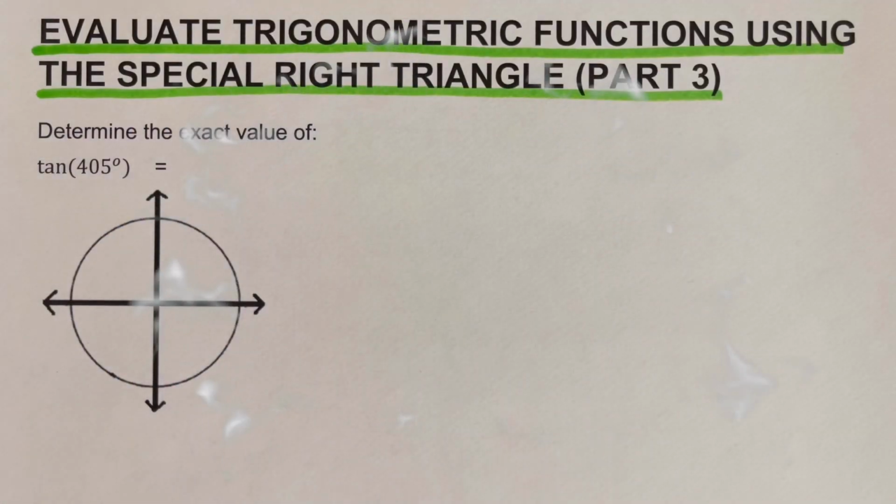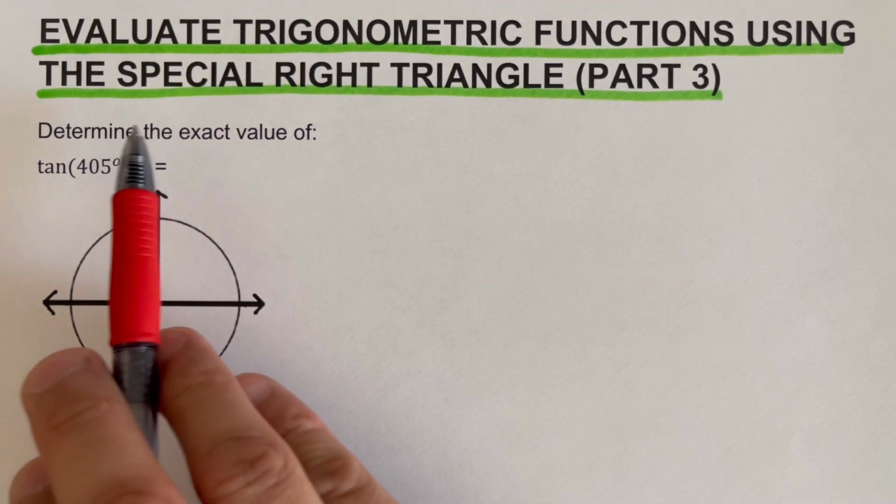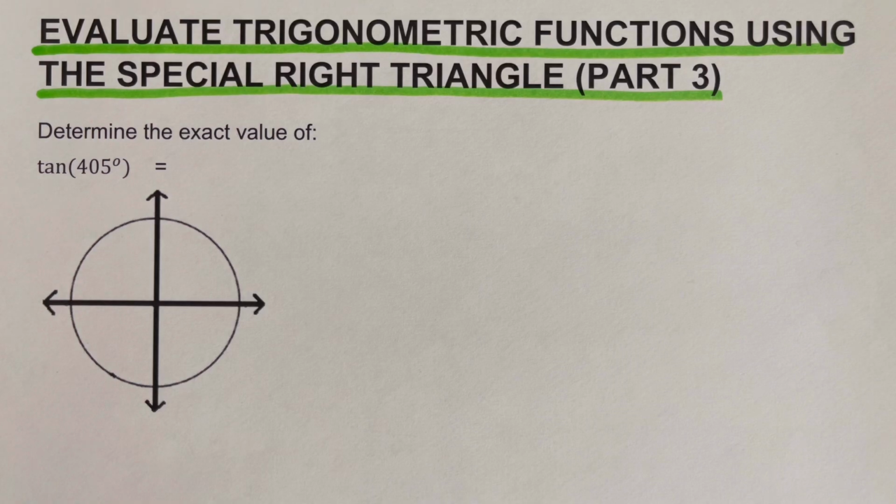Hello everyone. In this video, we are going to evaluate trigonometric functions using the special right triangle, and this is the third part. In this part, the given angle is more than 360 degrees. Before we go over this example right here, let's have a review on the special right triangle and the formulas to find the reference angles.